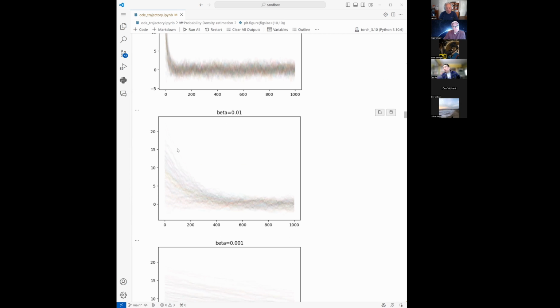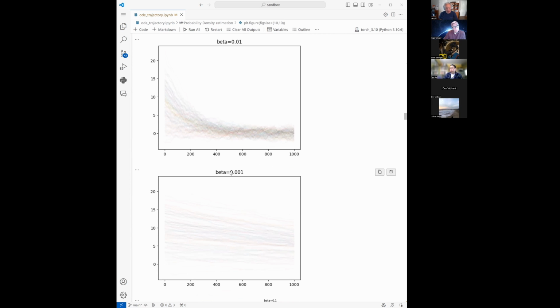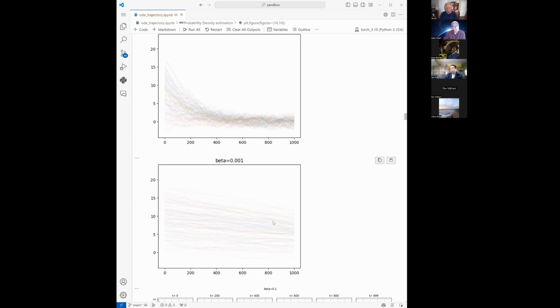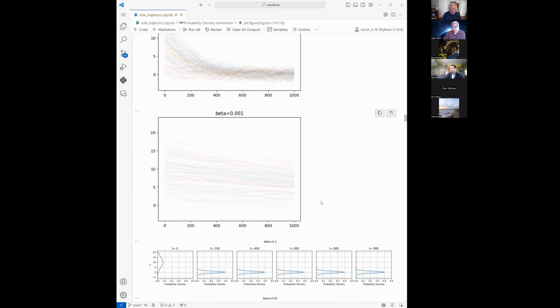If beta is 0.01, you can see that it's doing the same thing, it's just coming down more slowly. And at 0.001, it takes even longer. I don't know if you can see those traces, they're a little faint, but it hasn't converged, it's come down halfway or something like that.